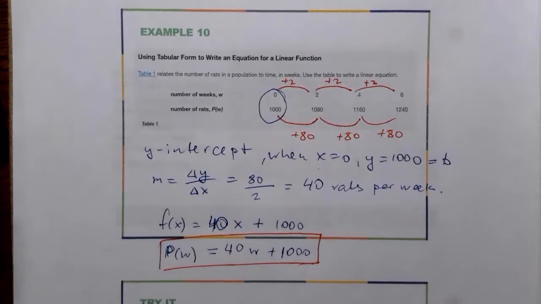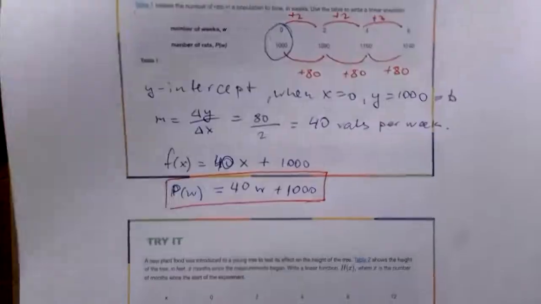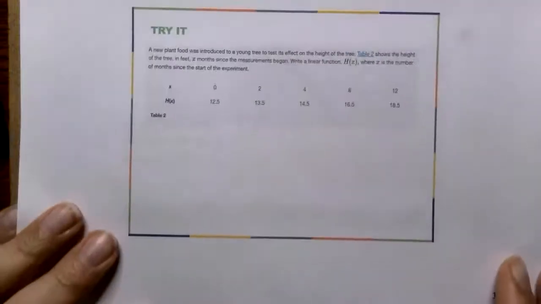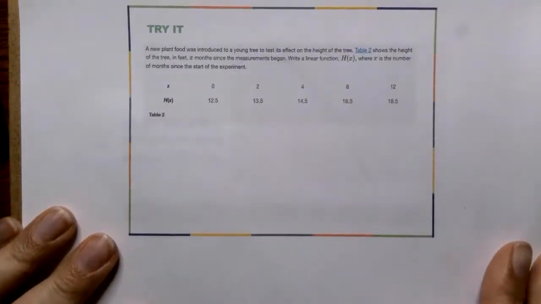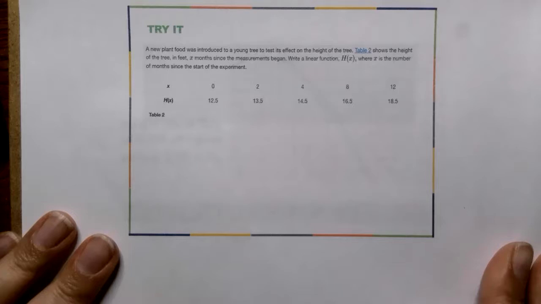Okay, guys, so that was the last example for this video, and I want you to try this problem by yourself. It reads, a new plant food was introduced to a young tree to test its effects on the height of the tree. Table 2 shows the height of the tree in feet, x months since the measurements begin. Write a linear equation h of x, where x is the number of months since the start of the experiment.